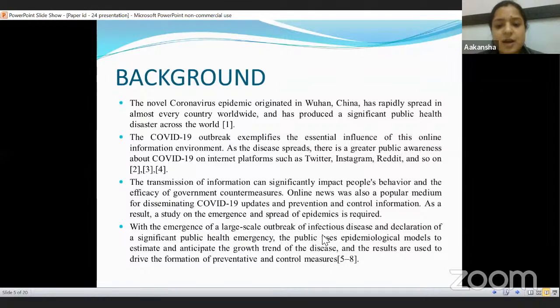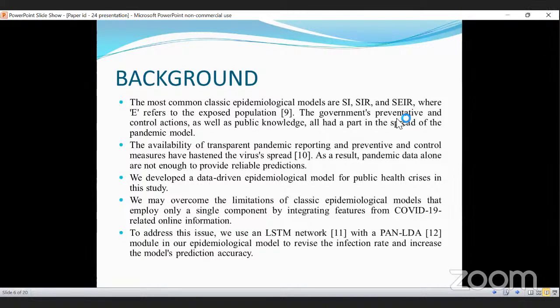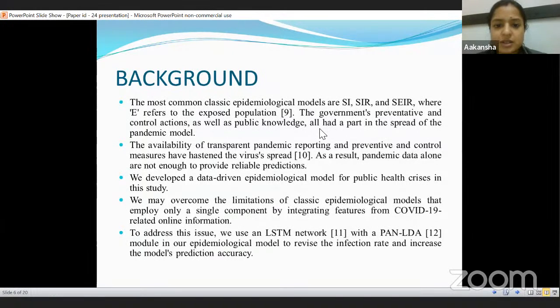Various epidemic models were used to estimate and anticipate the growth rate of the disease, and the results were used to derive information on preventive and control measures. The few common models that were used were the SI models, and the SIR or SEIR models, but these models do not contain the government prevention and control information and the public knowledge in them.